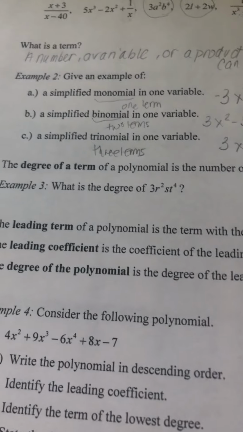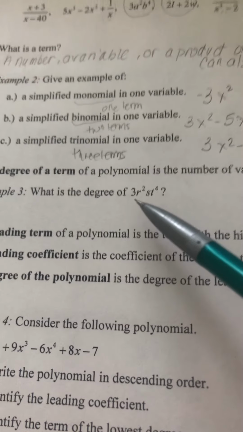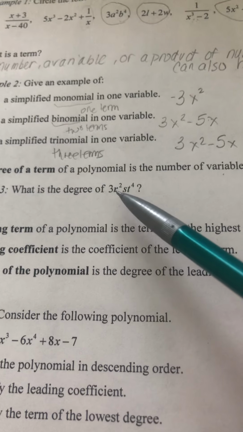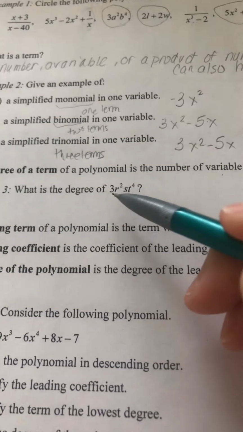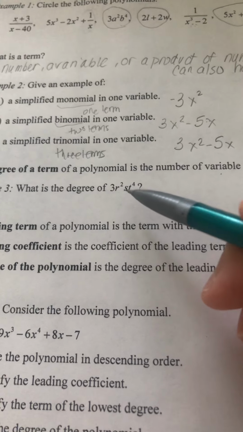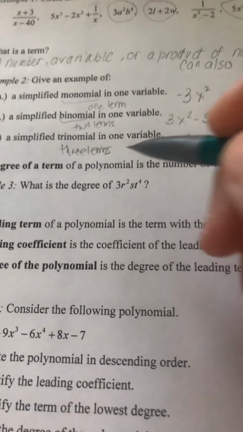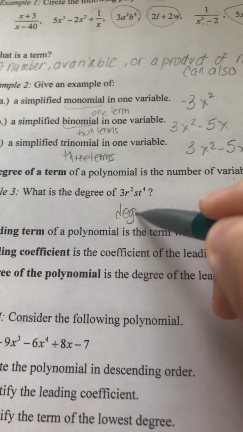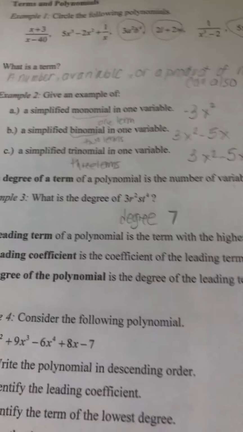So when you have something that has multiple variables in it, the number of variable factors in there, there's 2 r's, 1 s, and 4 t's. So you actually have to add all of those exponents up. So it's 2 plus 1 plus 4. So this is actually degree 7. So when there's multiple variables in there, you should be adding the exponents up.